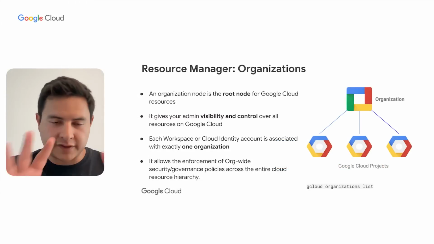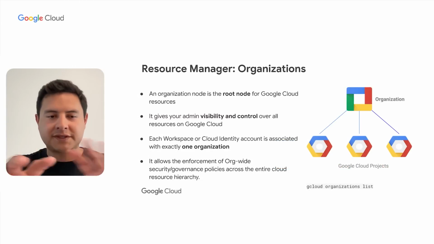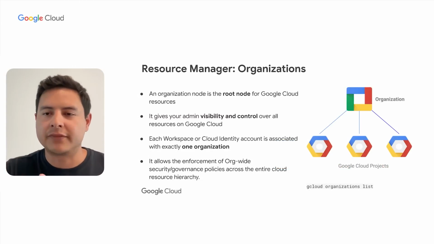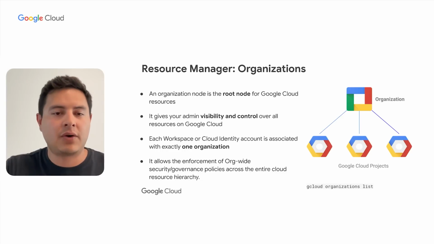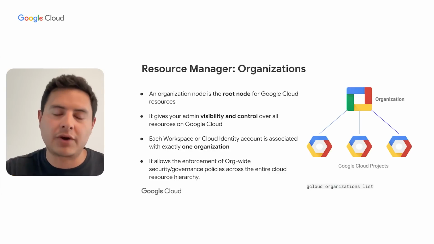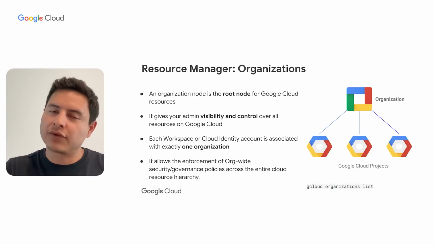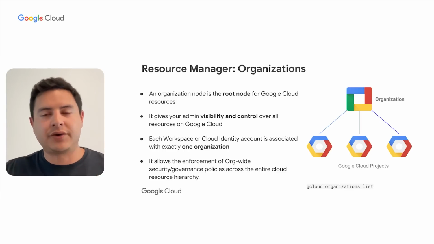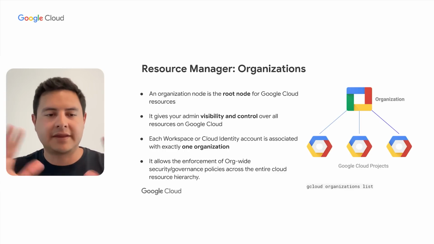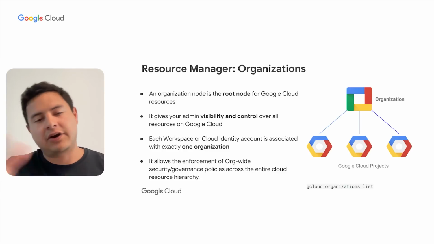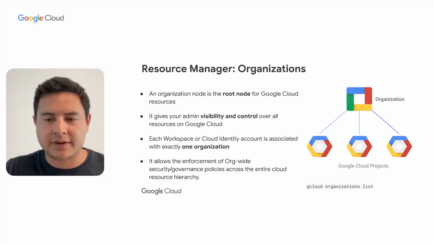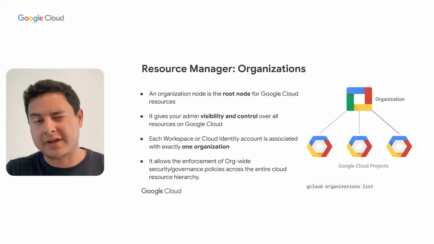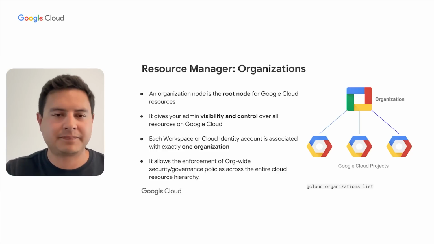So each Workspace and Cloud Identity account is associated with one organization only. Right? So if you're a Workspace or a GCP customer, you will only have one organization. It allows you to enforce different policies organization-wide, and you can have that security and governance across everything that you have in the cloud. Right? So you have your entire cloud resource hierarchy, and we have a command there for the shell, and I'll touch on that later in the video.